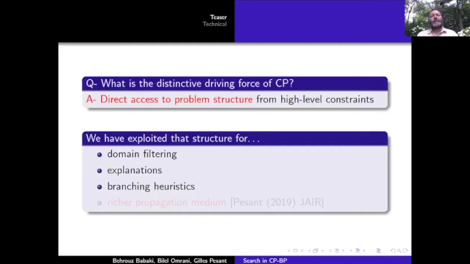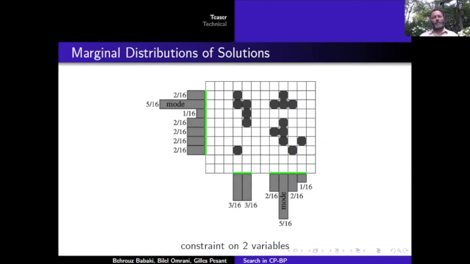So arguably the distinctive driving force of CP has been this direct access to problem structure that is exposed in its models from the use of high-level natural constraints. That structure has been used to design efficient algorithms for domain filtering, to generate explanations, to branch during search, and more recently, to enrich the propagation mechanism at the heart of CP. What do I mean by this?